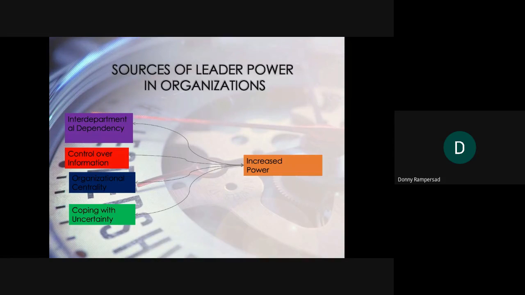Now we move on to organizational centrality. Centrality is basically a leader's or a department's role in the primary activity of an organization. Centrality is associated with more power because it reflects the contribution made to the organization. So basically, within the TTPS, the core function is to prevent crime.